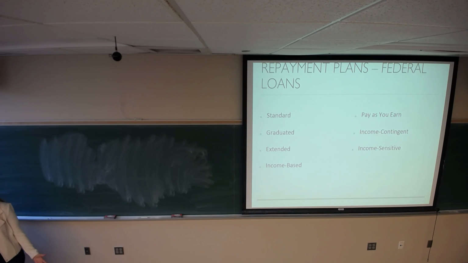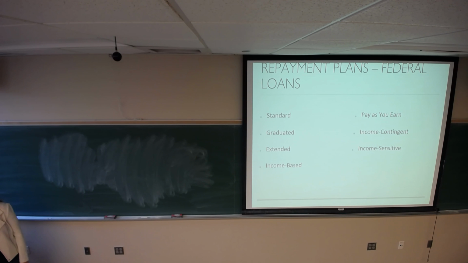A standard repayment plan applies to all federal loans. You pay a fixed amount each month until the loans are paid in full. You have up to 10 years to pay off the entirety of the loan. A graduated plan, your payments start out lower and then they increase. So if you're expecting to get a lower salary at first, but then you're expecting it to increase, this is a better plan for you. The payments are going to increase about every 2 years.